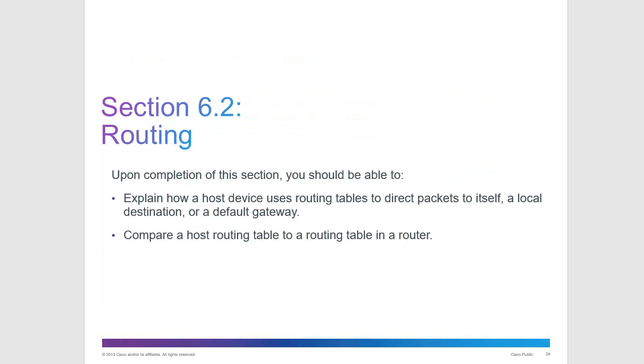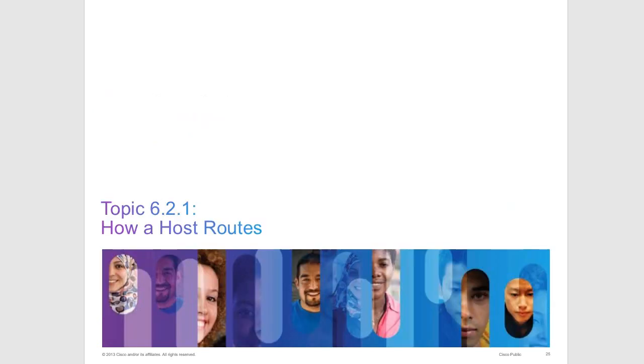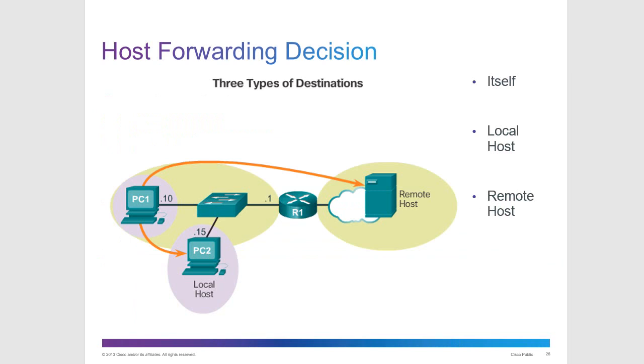Explaining how a host uses the routing tables to direct packets to itself, a local destination, or default gateway. Compare host routing table to a routing table in a router. So here we go. Alright. So we have three types of destinations. You could either be, well, talking to yourself, which makes your computer a little bit crazy in some people's minds. You could be talking to a local host, so you could go from one device to another on the same network. Or you could be talking to a remote host on a network that could be a hop away, quite a few hops away. Who knows? So we're going to talk about the different types of forwarding decisions.